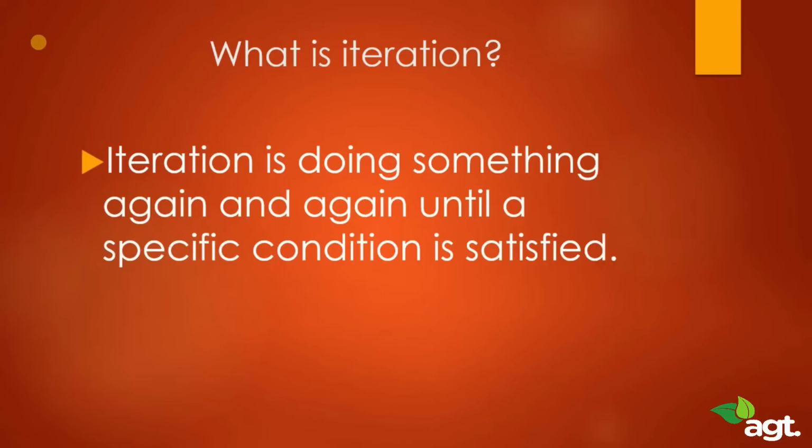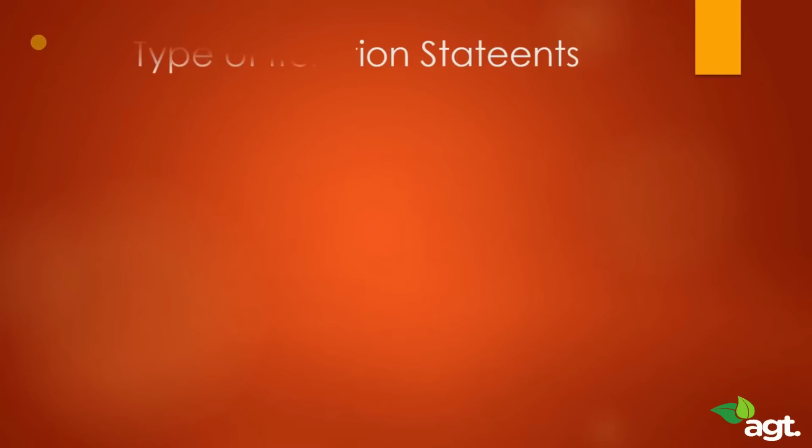Iteration is doing something again and again until a specific condition is satisfied. That is what iterations are. Now let's learn the different types of iterations in Python. The main two are the for loop and the while loop. Iteration statements are also known as looping statements. The two types of looping statements in Python are the for loop and the while loop.